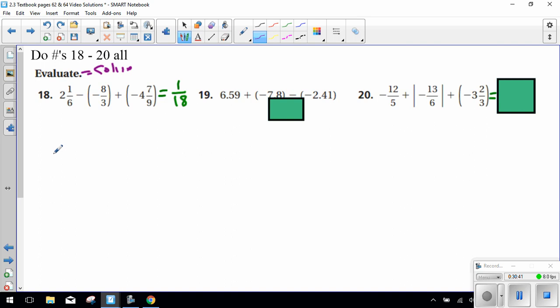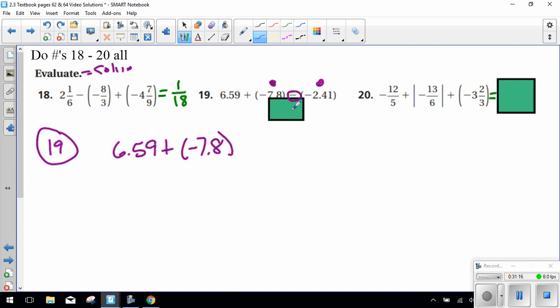Okay, so for number 19, we have 6 and 59 hundredths. Well, let's take a look at this. This number is negative, and this number is negative. It's being subtracted. So it's this 6 and 59 hundredths plus negative 7 and 8 hundredths minus negative 2 and 41 hundredths. Sorry, negative 7 and 8 tenths. So I'm going to rewrite the problem, making sure the whole thing's in addition first. Okay, so this becomes plus, and this becomes opposite.